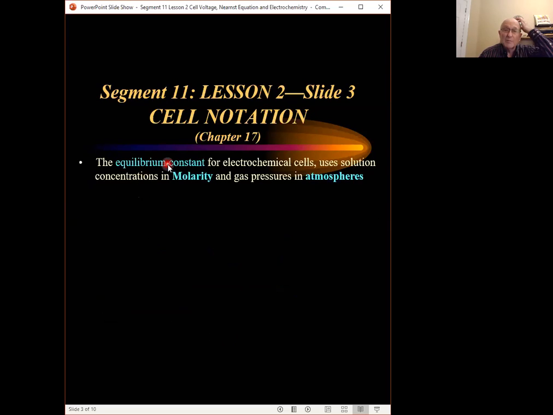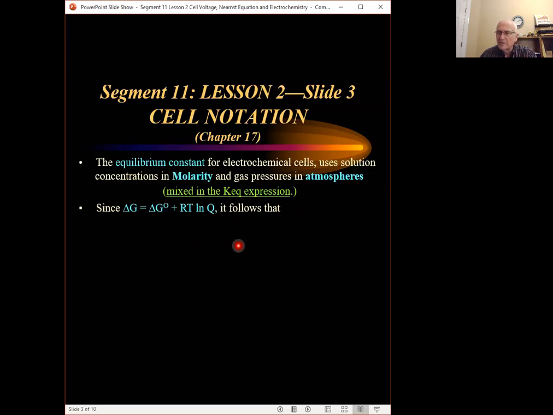Now, the equilibrium constant for electrochemical cells uses solutions in concentration in molarity, and gas pressures in atmospheres. So you can have a mixed equilibrium constant expression. You can write that expression down. You do have to have all liquids and solids present and things like that, but you could have some gases involved in the reaction at the same time you've got aqueous things involved in the reaction.